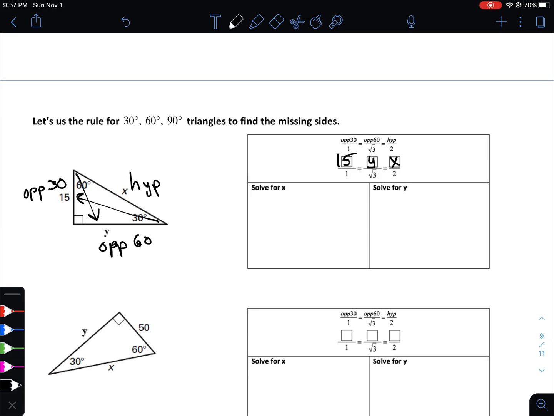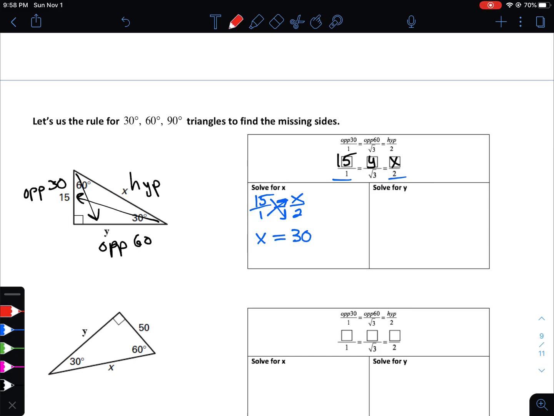When we solve for these, we're going to use just the parts that we want to know. So when we want to solve for x, the two pieces we're going to use is the 15 over 1 and the x over 2. So we're going to say 15 over 1 has to equal x over 2. And then to solve that, we just have a couple steps to simplify. Really, we could cross multiply to make it easy. Take 1 multiplied by x is just 1x. And then take 15 multiplied by 2 is 30. And there we already have our side length for x.